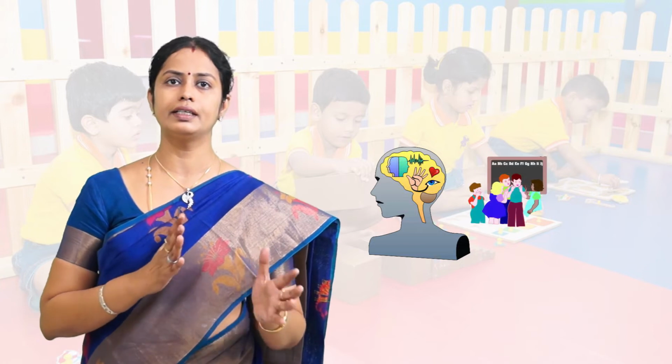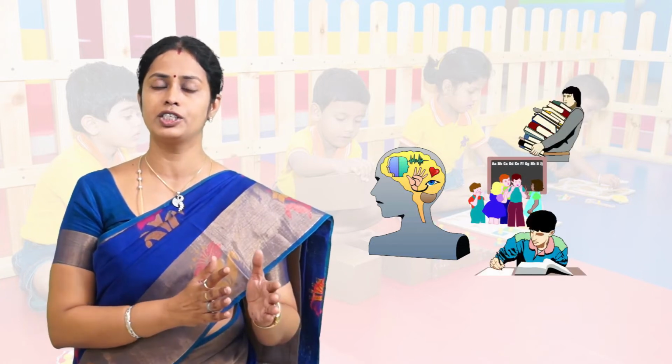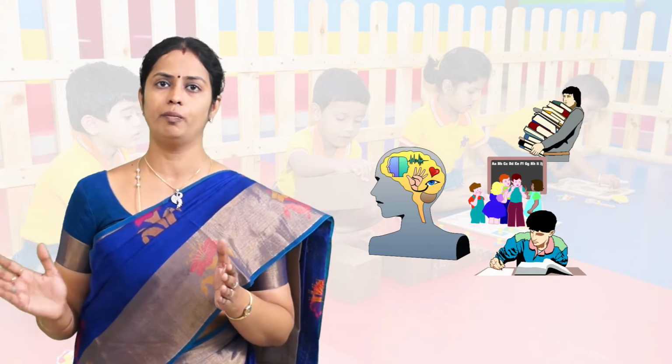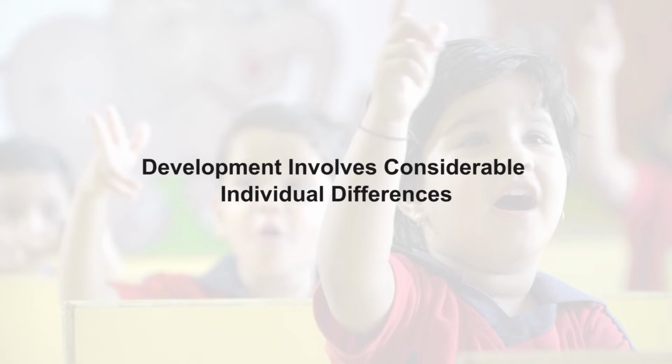Development occurs as an interactive effect of both the heredity potential, or what we call genetic potential, and then the environmental factors. The question of which factor influences the most is still unanswered. Researchers have proved that both the factors influence the process of growth and development equally, and moreover, they work hand in hand. The sixth principle is that development involves considerable individual differences.